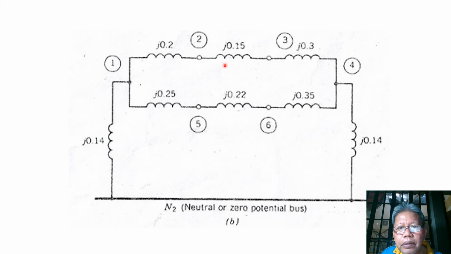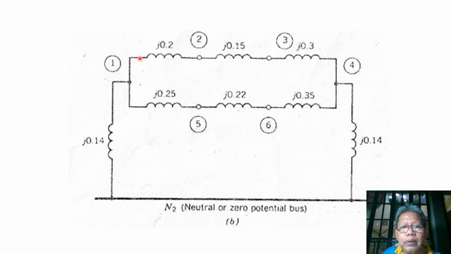Now this is our negative sequence network. Our generator G1 here is just represented by its negative sequence reactance of J0.14. Now there is no generated voltage for our generator in the negative sequence because our generator cannot generate negative sequence voltage. So we have only this reactance to represent our generator 1, which is connected between bus 1 and this reference neutral N2.